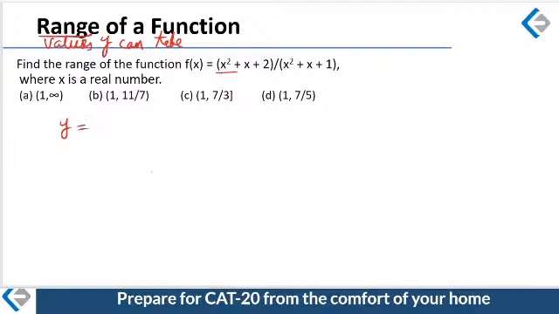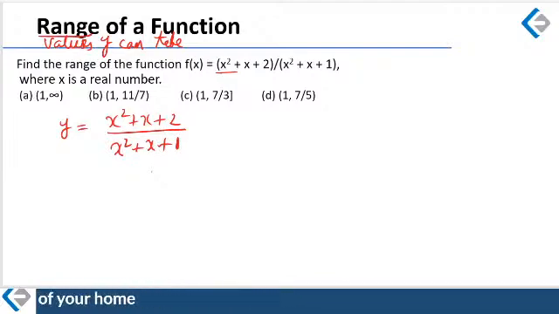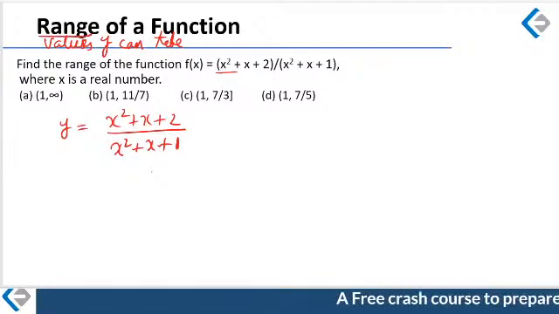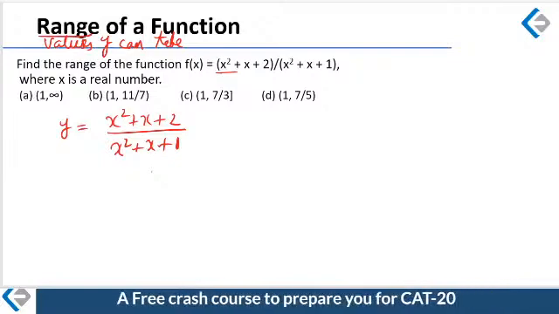What is given to me? Y is equal to x square plus x plus 2 divided by x square plus x plus 1. Now look, you are not able to factorize this. You may wonder, am I able to factorize this? Of course not. You can't factorize the numerator, neither can you factorize the denominator.